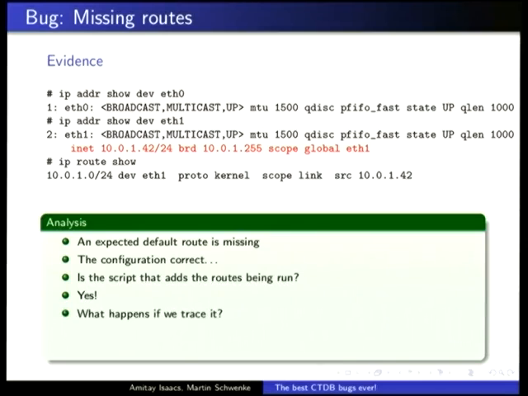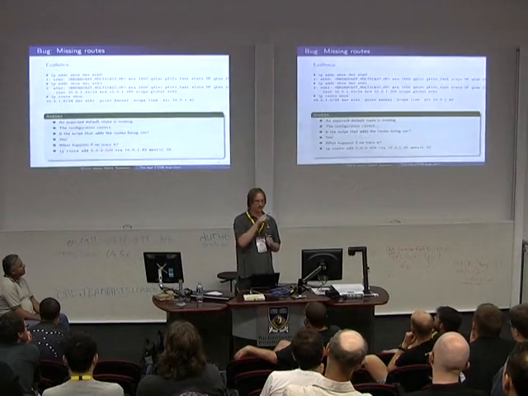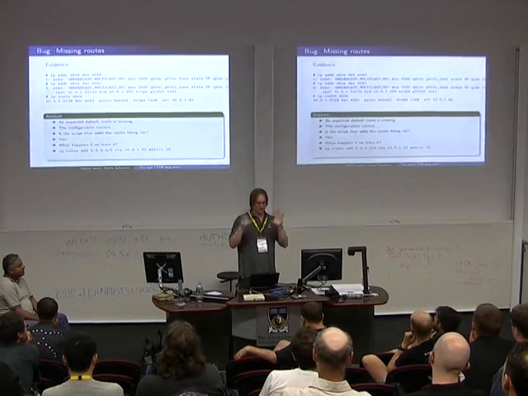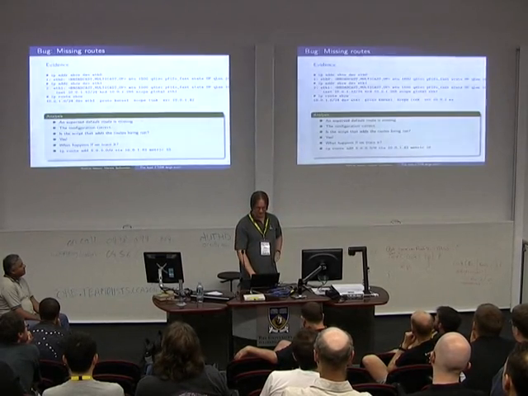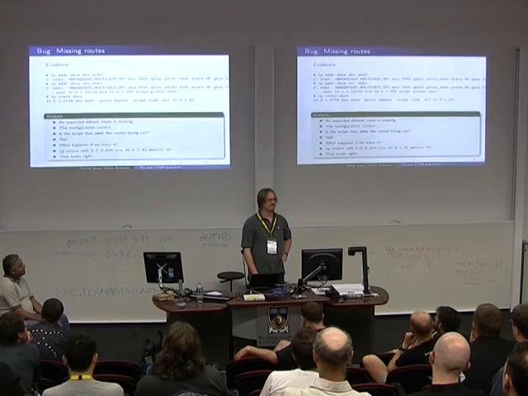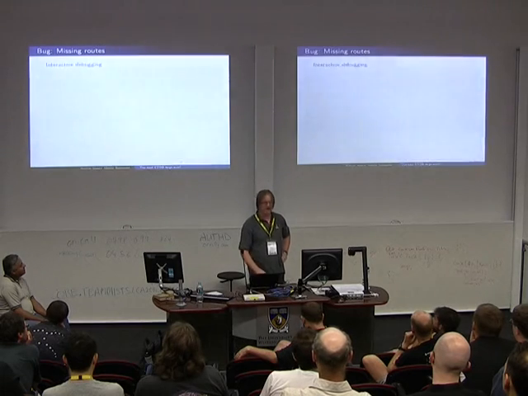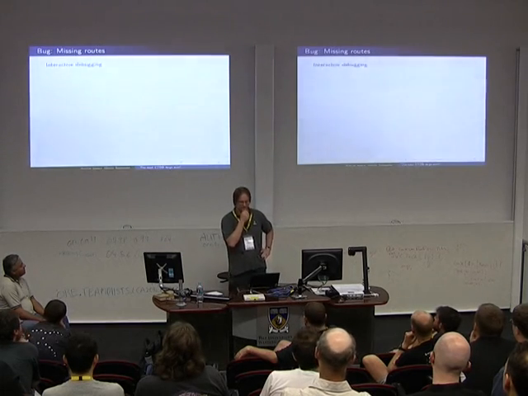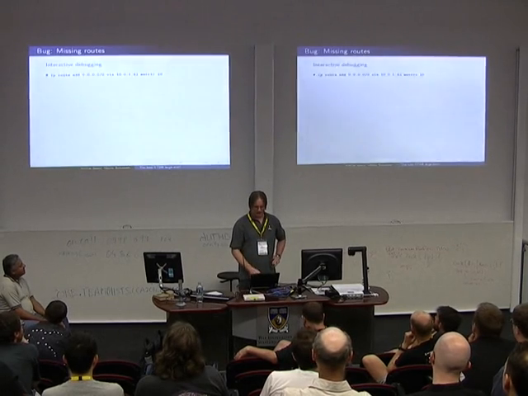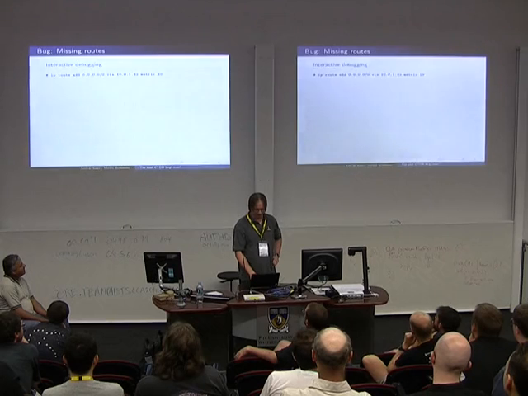It's being run. What happens if we trace it? Well, here's an IP route add command, and it looks exactly like what we want. So, we do a set -x in our script. Beautiful. We see this. And it's right. What could be going wrong? So at this stage we get interactive via instant chat. No access to the console.